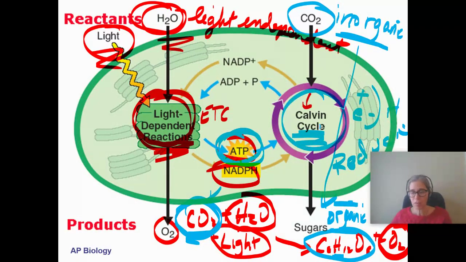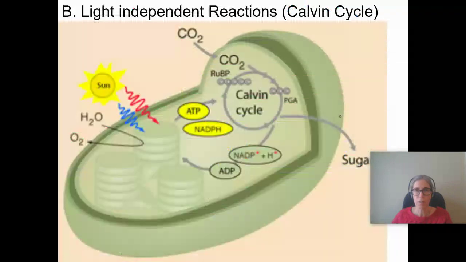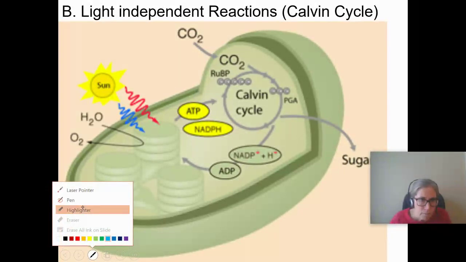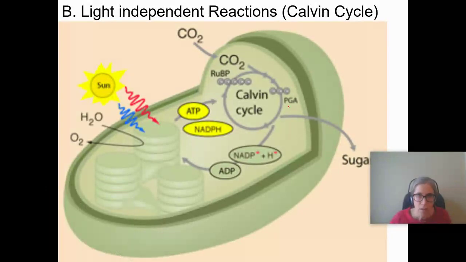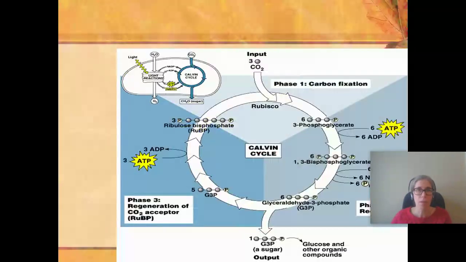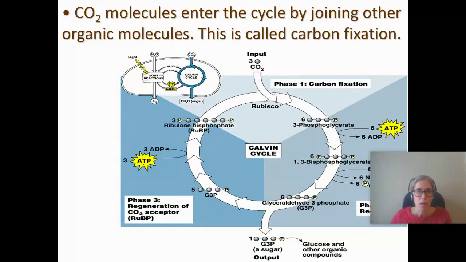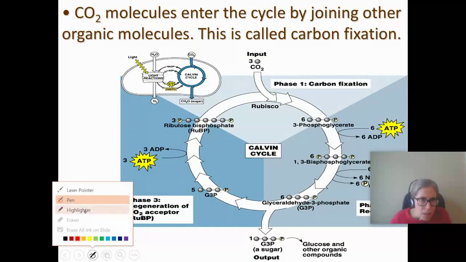So let's talk about this Calvin cycle. First of all, where does it take place? It takes place in the stroma, which is the gel-like material inside the chloroplast, sort of analogous to maybe the cytoplasm in a bacterium.